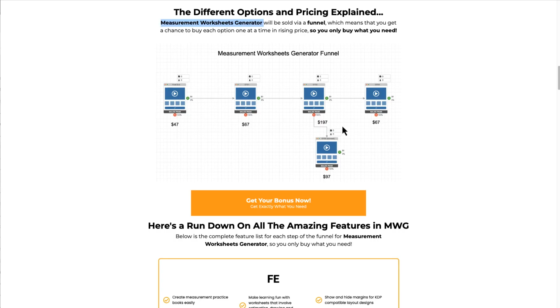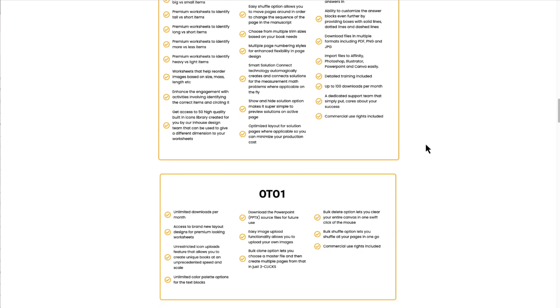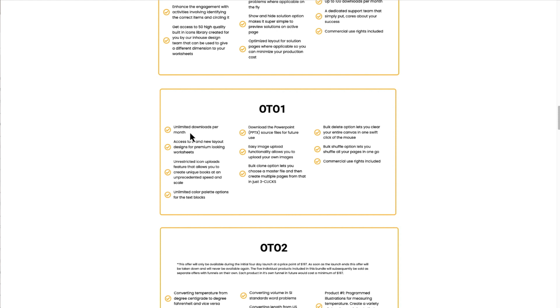With the OTO1, you get unlimited downloads per month, and you also get unrestricted icon uploads, as well as the color feature and PowerPoint, and some other options here to include the bulk clone option that lets you choose a master file. You also have some shuffle options, and of course commercial rights come with everything.